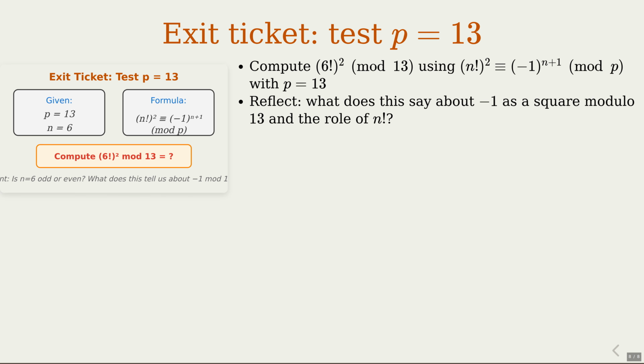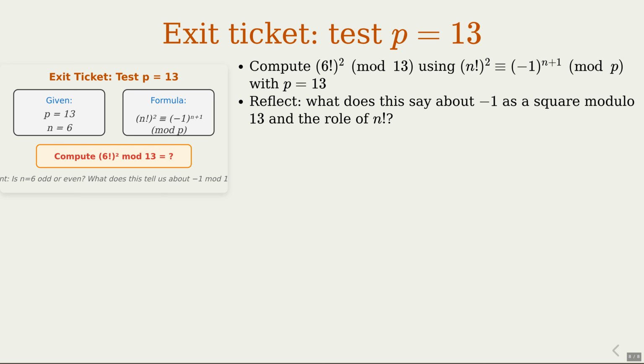Now think about the interpretation, because 6 factorial squared gives negative 1 modulo 13. Negative 1 is a quadratic residue, and 6 factorial is a square root of negative 1. So for primes congruent to 1 modulo 4, Wilson's twin identity not only tells us that negative 1 is a square, it tells us that n factorial is one of its square roots.